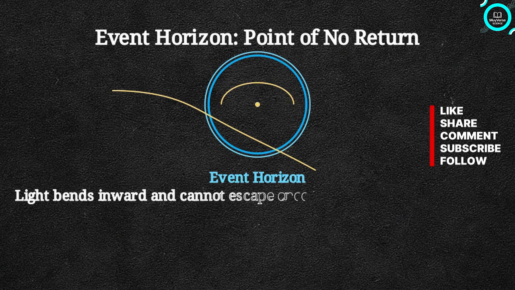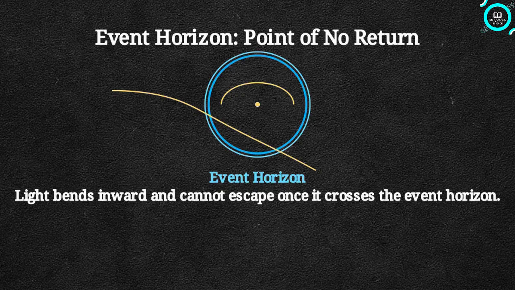The glowing boundary is the event horizon, the point of no return. The incoming light bends inward and crosses this boundary, which means it can never escape.